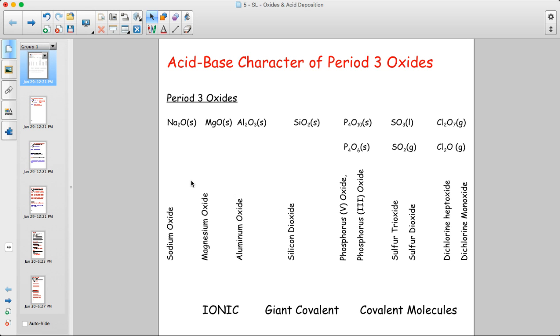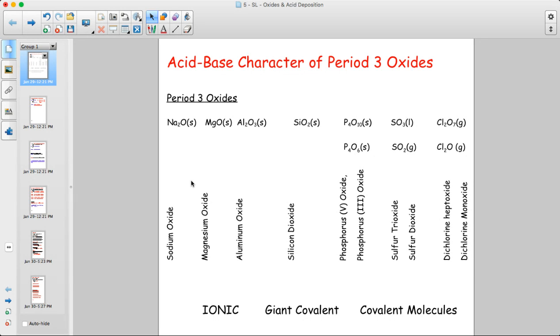So part of the periodic trends chapter, chapter 3 of the IB syllabus, is on the acid-base character of the period 3 oxides. Now, I usually leave that out until we get to the acid-base topic because it seems a little out of place until you know a bit more about what acids and bases are.